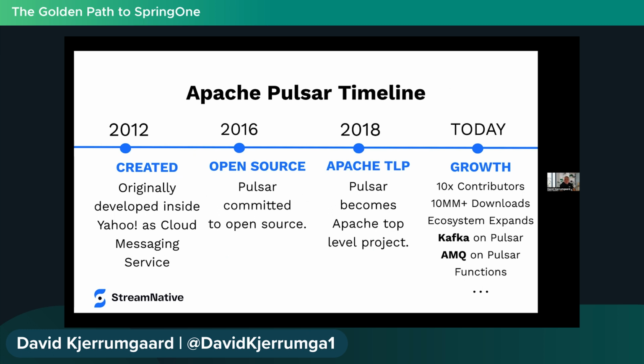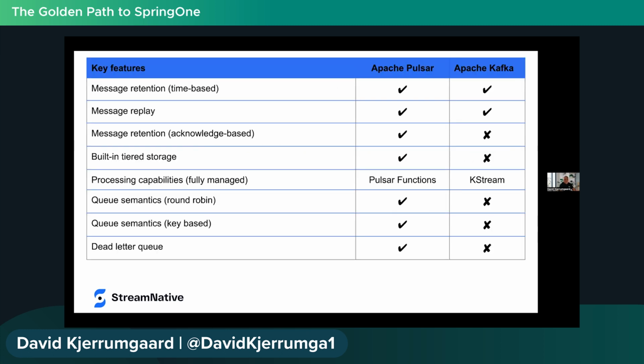And then since 2018, when that occurred, we've achieved just phenomenal growth. 10 times the number of contributors, millions of downloads. We've expanded the ecosystem and added support for different protocols as well. We support Pulsar, the Kafka protocol, AMQP, Pulsar Functions, tiered storage. A lot of features have been added since then, and we continue to grow. The ecosystem continues to grow.